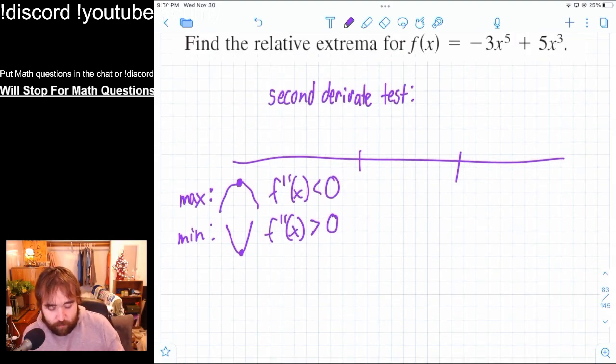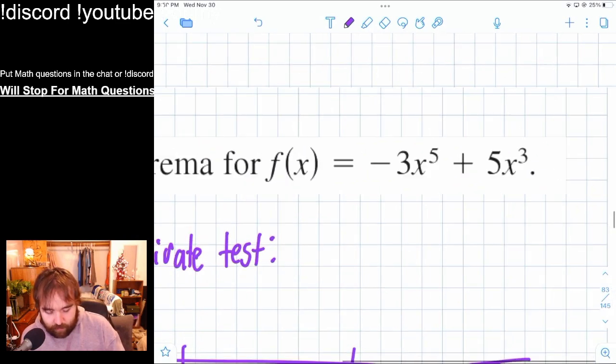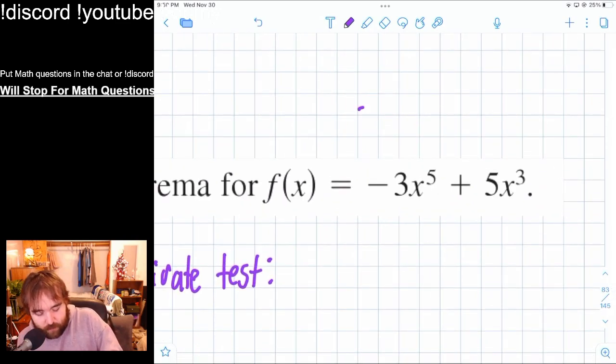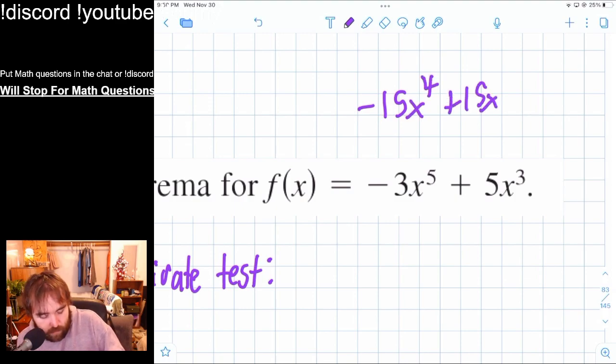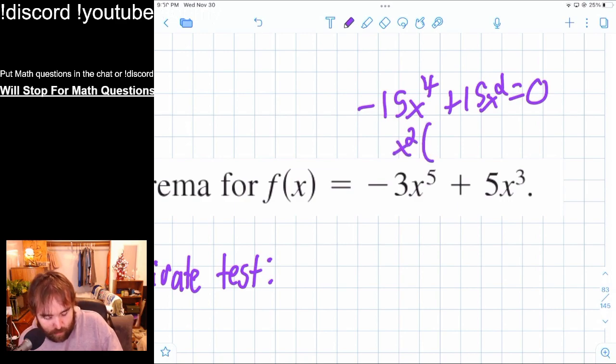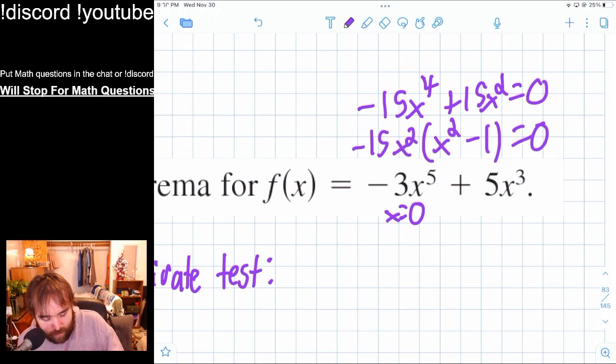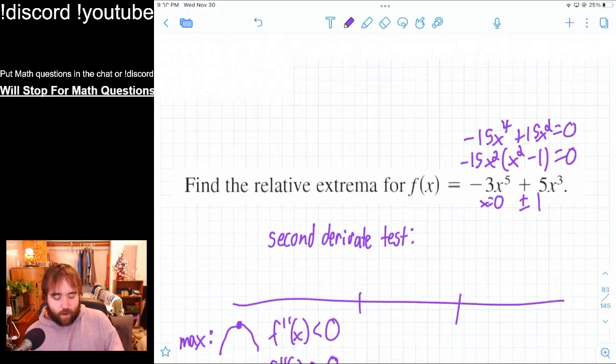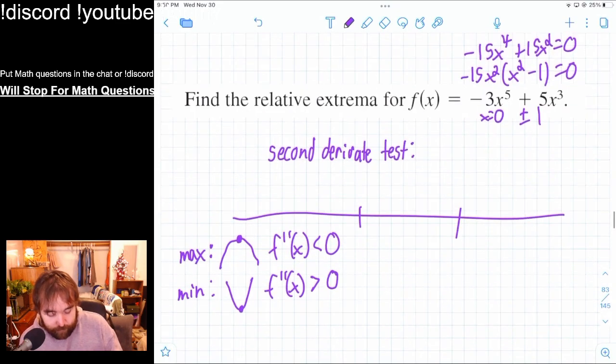So now we're just going to do that. We're going to find our critical points, just like we did yesterday. We find the first derivative, which is just the power rule, and we set that equal to 0. So we get x squared times negative, I'm factoring out a negative 15x squared. So I get x squared minus 1 here. So I'm getting x equals 0 and plus or minus 1. That's where we have to look.